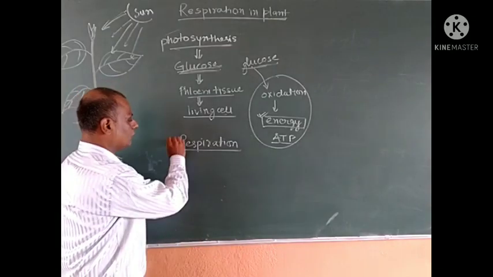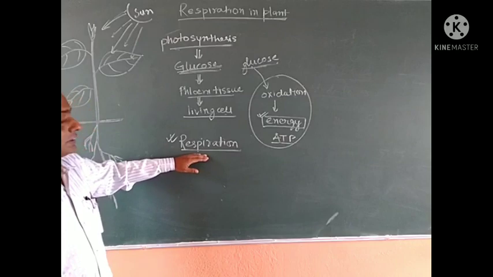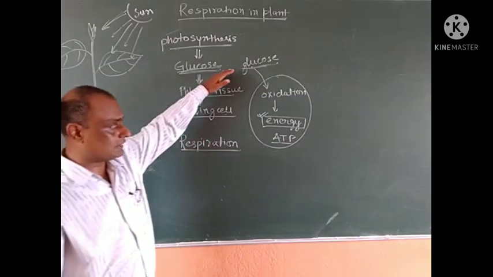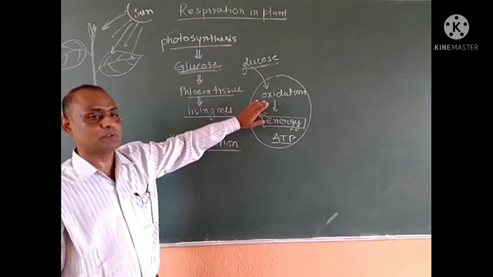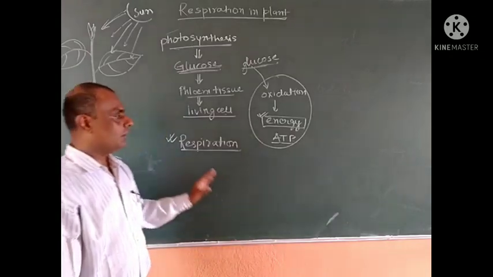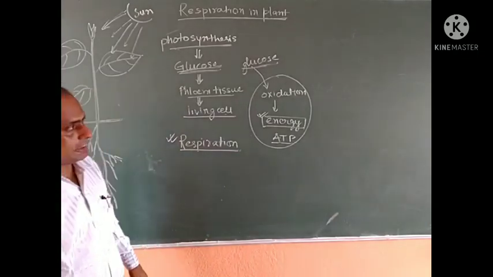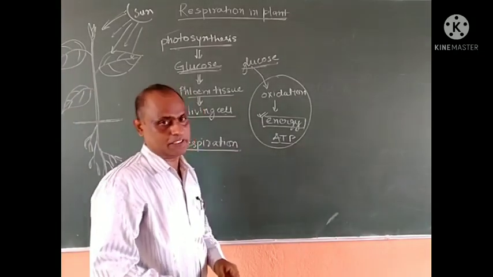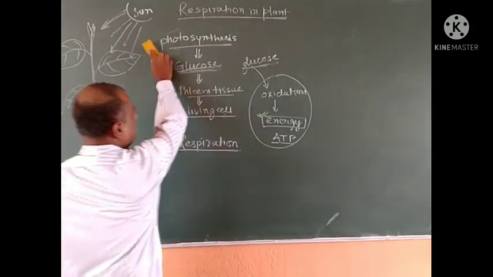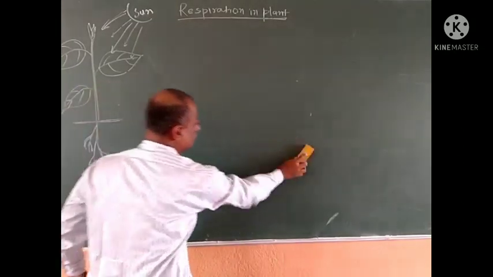So here we come to know about respiration. Respiration is a very simple process. Respiration is a biochemical process in which glucose is oxidized to produce energy inside the living cell. Okay? So here we come to know the definition of respiration. Now another topic comes: how many kinds of respiration are there? There are two kinds of respiration. What are these?